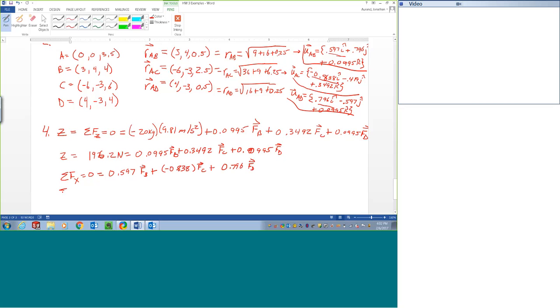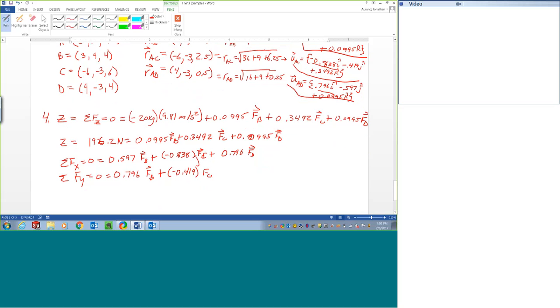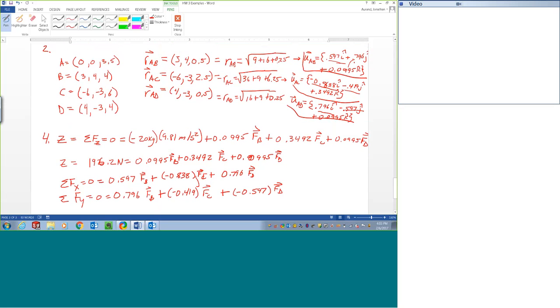And then finally in the y direction, the sum of the forces in y is 0. So we're going to grab the middle section of these: 0.796 FB plus negative 0.419 FC plus negative 0.597 FD. So we got those here, and the other one's up.